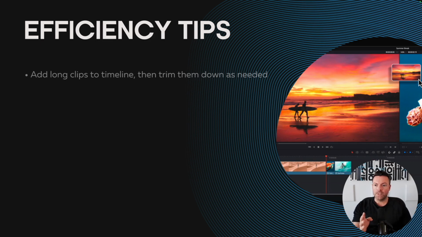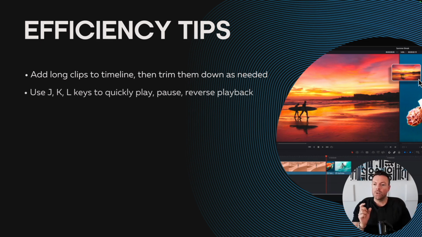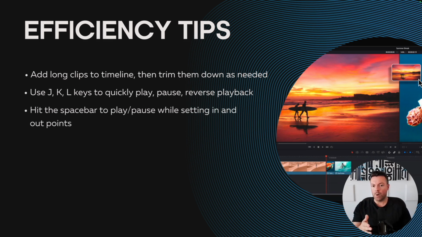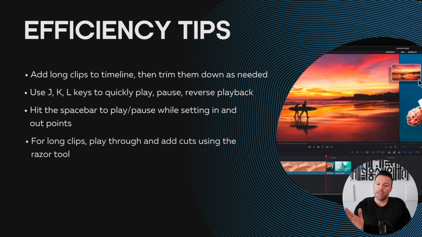Now, let's talk about efficiency tips. Add long clips to the timeline and then trim them down as needed. Remember, every second counts. Use JKL keys to quickly play, pause, and reverse playback. Hit the space bar to play and pause while setting in and out points. And for longer clips, play through and add cuts using the razor tool.